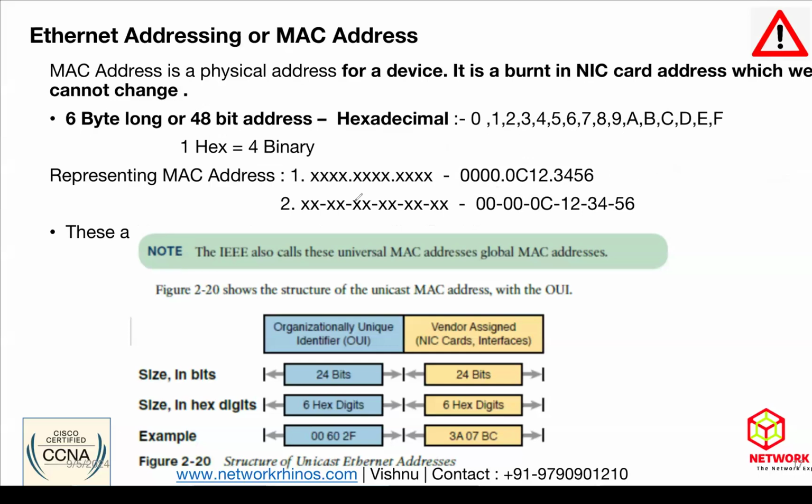Now, this entire 48-bit number can be divided into 2 pieces, 24-bit and 24-bit. The first 24-bit will be the same or common in all the network interface cards a company is manufacturing. For example, I am the Lenovo company, manufacturing network interface cards. So in my network interface cards, all MAC addresses will start with this value only. The remaining can be random values.